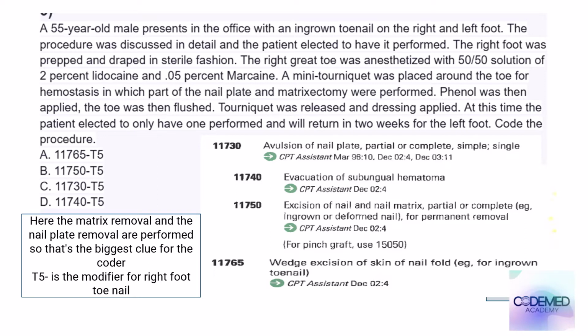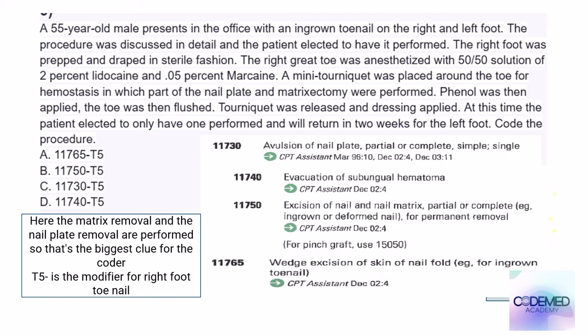A mini tourniquet was placed around the toe for the hemostasis, in which the part of the nail plate and the matricectomy were performed. Matricectomy is nothing but the removal of the nail matrix. Phenol was then applied, the toe was then flushed, tourniquet was released and dressing applied. At this time, the patient elected to only have one performed and will return in 2 weeks for the left foot. Code the procedure. So they have told us to code for only the right foot.